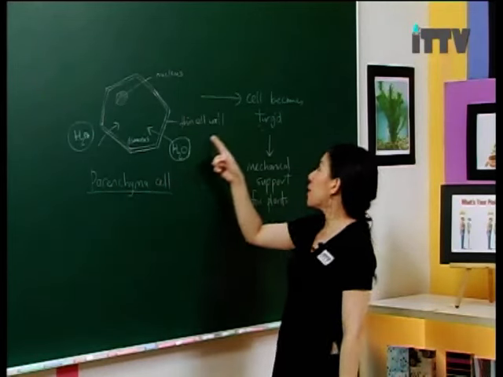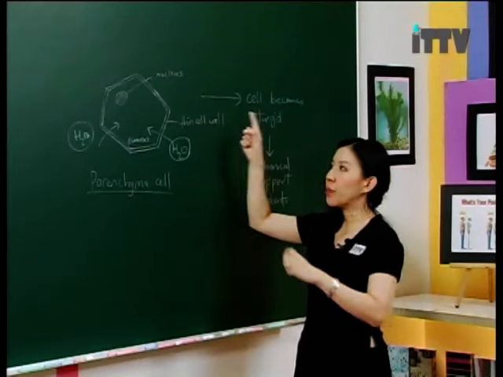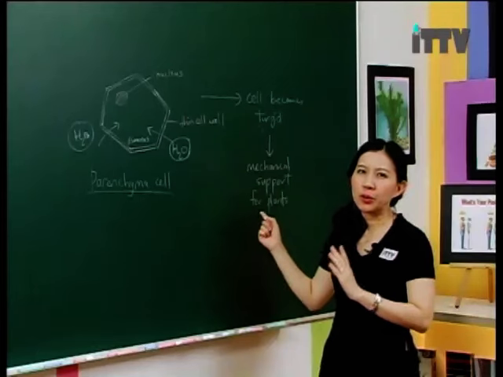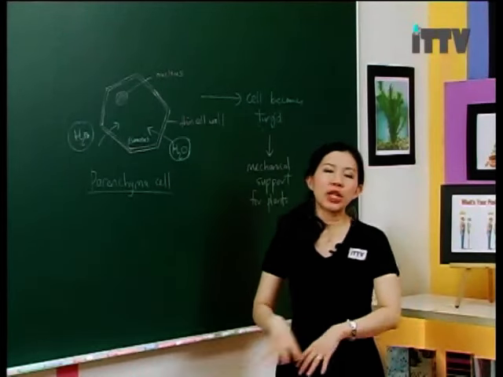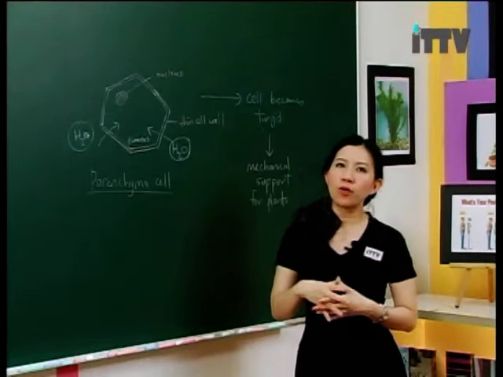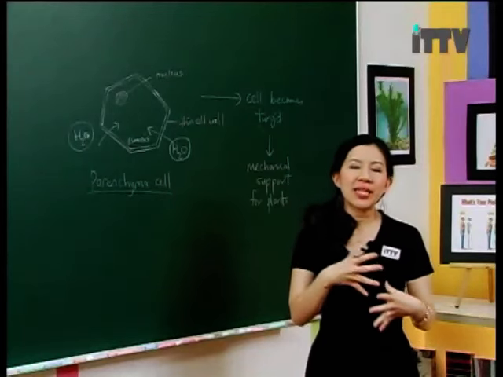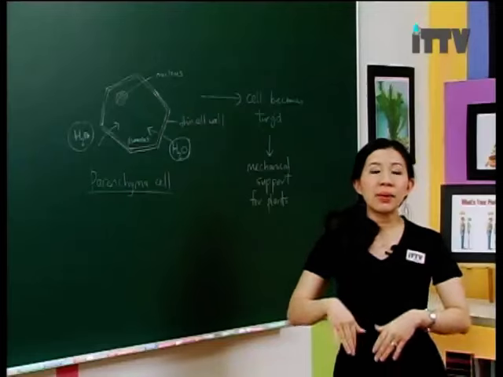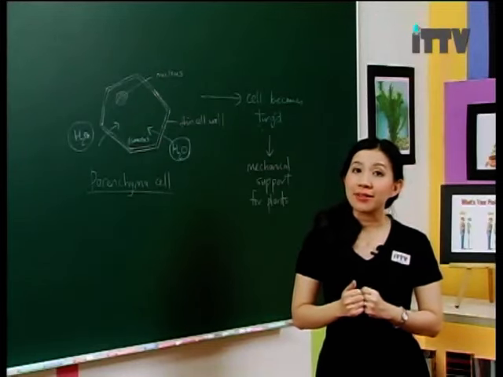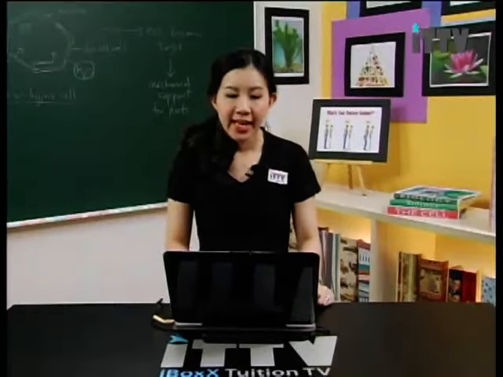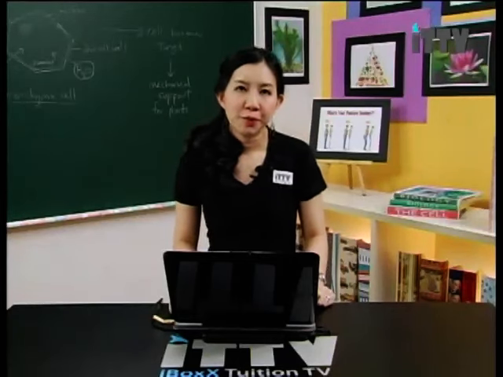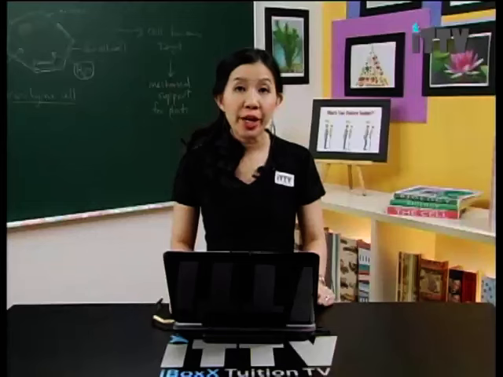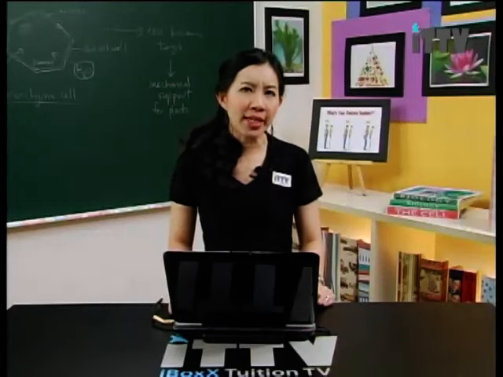So water is important to maintain the turgidity of the parenchyma cells to lend some form of mechanical support for the plants. I hope that you have a clear understanding of the importance of water for maintaining mechanical support in plants by maintaining the turgidity of the cells. So let us look at a different type of tissue which is found in herbaceous plants. We're still looking at herbaceous plants and what are the supports that they have.